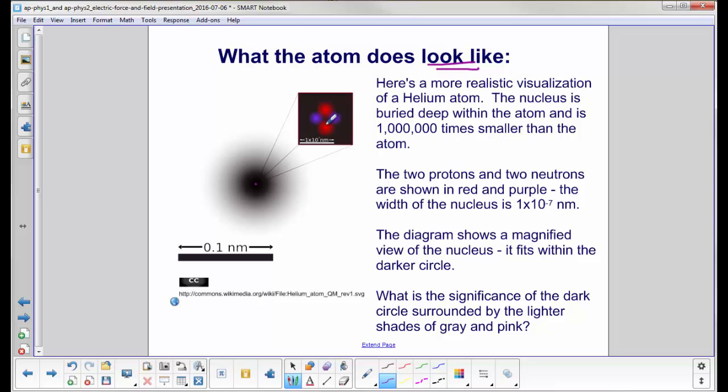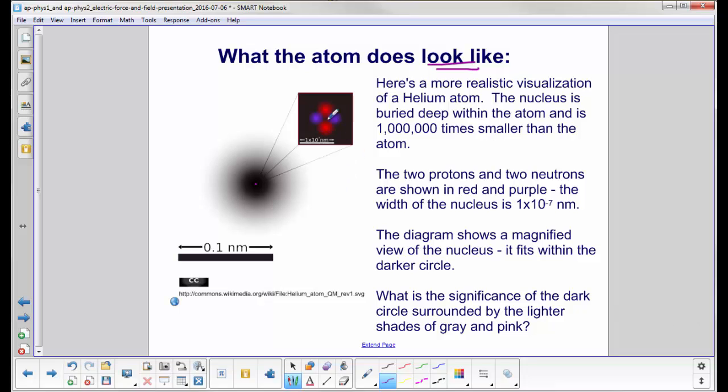Here's the nucleus of a helium atom. See, two protons, two neutrons. You bury that way deep within here. This box is this little tiny piece here, and then you see this dark area and this light area. Okay, we're going to get to that. But the nucleus is 1,000,000 times smaller than the atom itself. The width of the nucleus is 10 to the minus 7th nanometers, where a nanometer is already 10 to the minus 9th meters. That's really tiny.